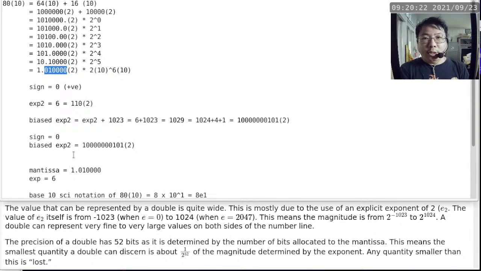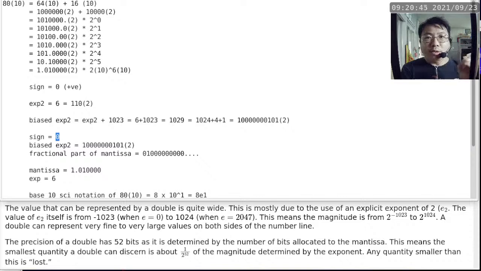So now we specify here that the fractional part of the Mantissa is going to be 0, 1, and a whole bunch of zeros after that. How many zeros, you might ask? Well, let's figure this out. This is only taking one bit. One bit is enough to tell us whether the entire double representation is negative or non-negative. In this case, it is non-negative.